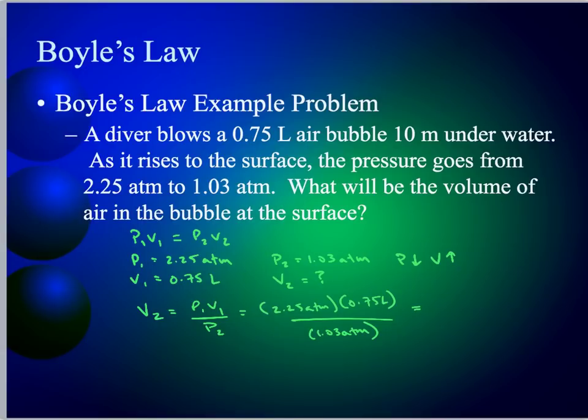All right, and if we plug that into a calculator, with two significant figures because of 0.75, we are going to get 1.6, and notice what happens to my units here. Atmospheres have canceled, and the only thing I'm left with is liters, so 1.6 liters. So that air bubble has more than doubled in size. It went from 0.75 liters to 1.6 liters. And that would be your final answer there. So pretty easy.